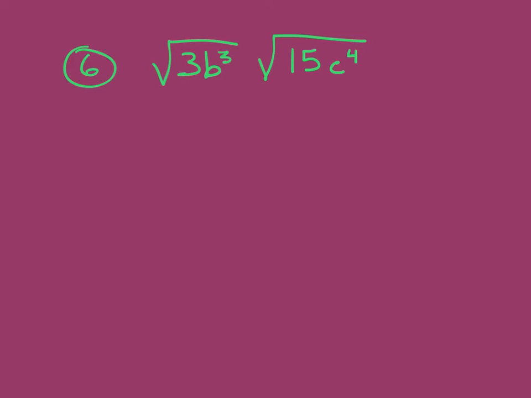Number 7, doing the same thing. We're multiplying these radicals since they're butted up against each other. They do have the same index. And since they have the same index, we can multiply the numbers inside. So 3 and 15. Multiply those, and then we've got b to the third, which doesn't have anything to multiply with. C to the fourth doesn't have anything to multiply with.